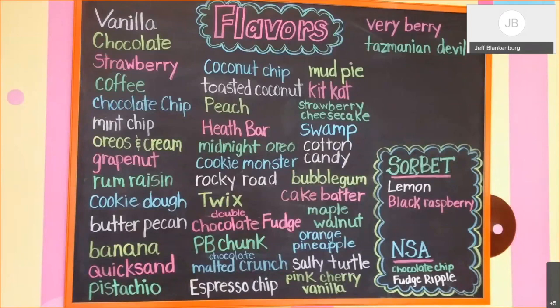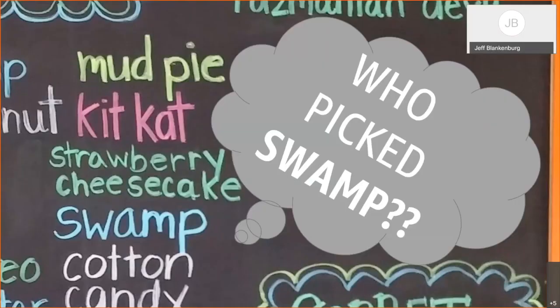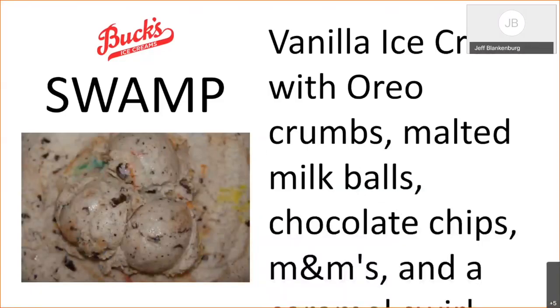By the way, did any of you happen to pick swamp? That doesn't feel like a flavor of ice cream I would really care about, but I went and looked it up. It actually looks pretty good. Vanilla ice cream, Oreos, malted milk balls, chocolate chips, M&Ms, and then cut off on the bottom it says, and a caramel swirl. I might actually try that.